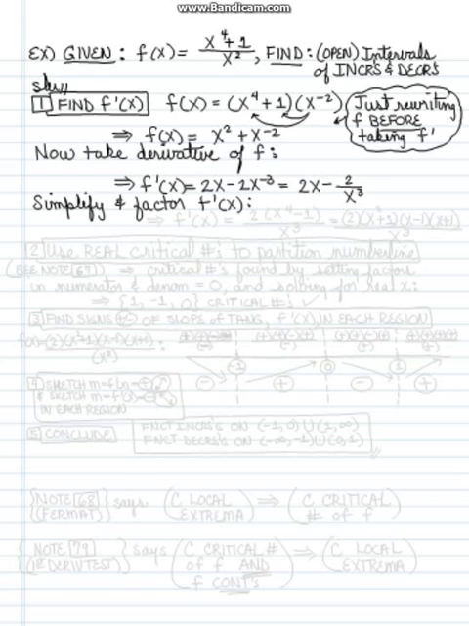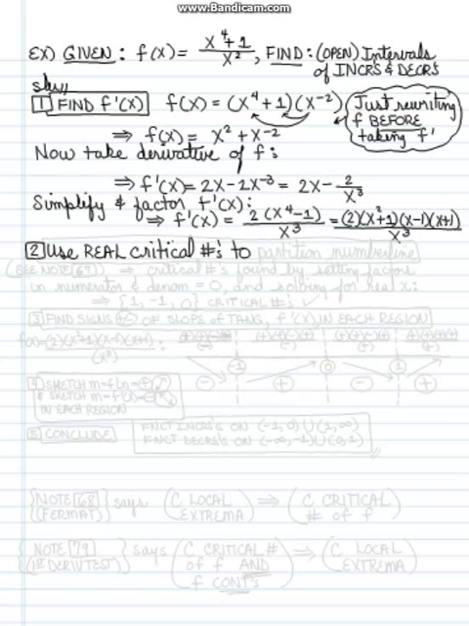Now I'm going to simplify this f prime of x and factor it. f prime of x is equal to, let's see, I can write it as 2 times (x^4 minus 1) over x^3. Then I can factor x^4 minus 1 as a difference of squares, and then factor again, and I'll get what you see there: 2 times (x^2 + 1) times (x - 1) times (x + 1) over x^3. Okay, so I've simplified and factored.